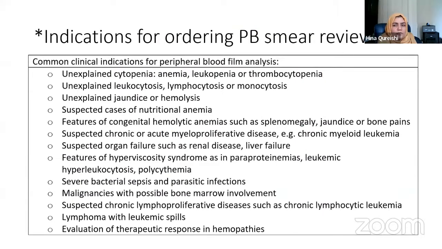So here are some indications of the smear review. As I mentioned, if there are abnormalities in the cell count, most often a smear review is performed. And then there are some other diseases that also warrant smear review.